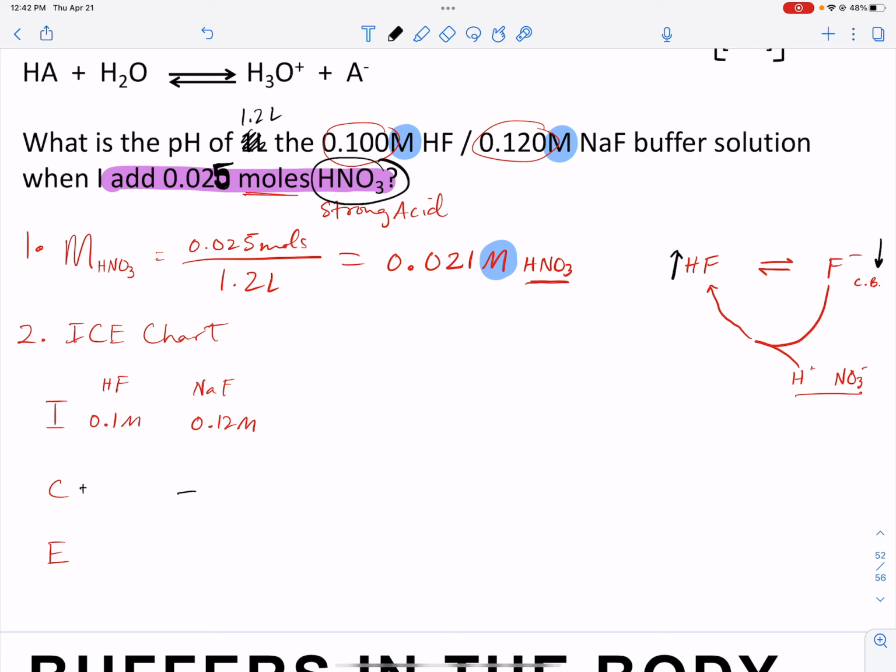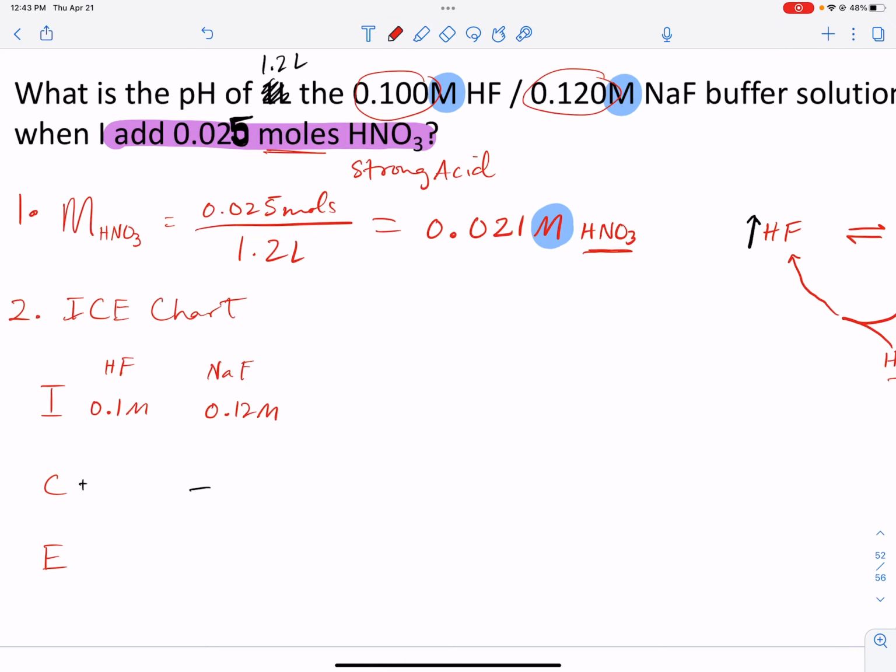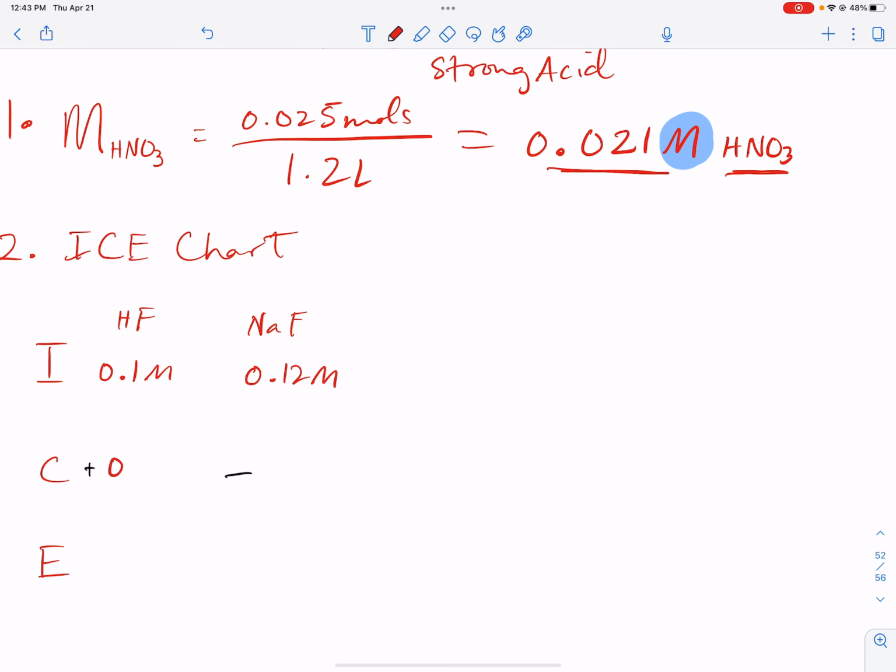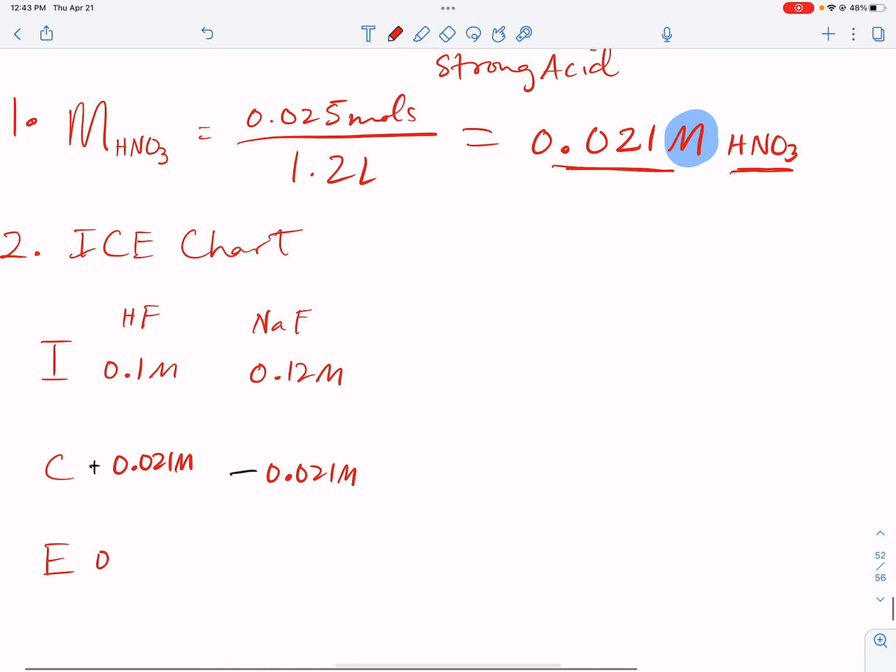So when you add acid, you add to the acid column on your ICE chart. All right, by how much? The concentration of acid being added, 0.021 molar. So now we just add and subtract as our chart tells us to do. So our equilibrium concentration of weak acid, HF, should be 0.121 molar, and the new equilibrium concentration of NaF, our conjugate base, should be 0.099. Is that right?